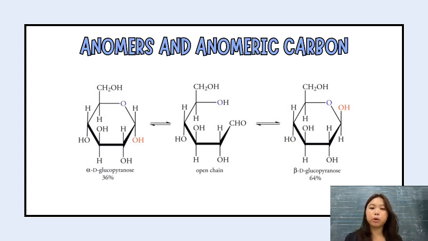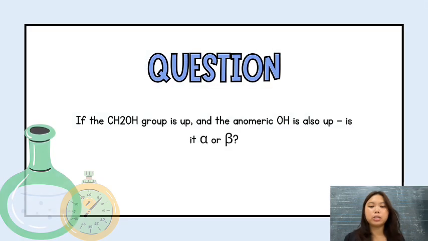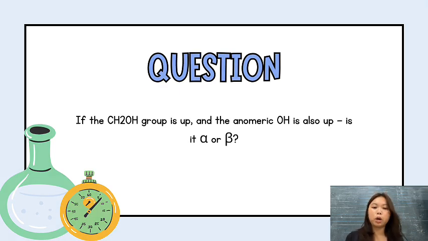If the OH is below the ring, opposite side from the CH2OH, it's the alpha anomer. If the OH is above the ring, same side as CH2OH, it's the beta anomer. These forms can interconvert in water, a process called mutarotation, and these small differences can matter a lot. Some enzymes can only recognize alpha or beta, but not both. So I have a question. If the CH2OH group is up and the anomeric OH is also up, is it alpha or beta?